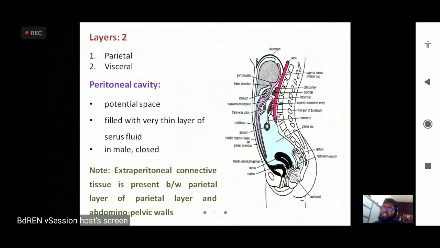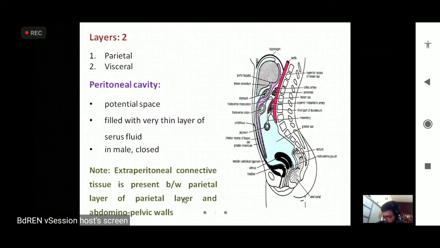Within the abdominal cavity, because this is the posterior wall of the abdomen and this is the anterior wall of the abdomen. So everything between these two layers is actually the contents of the abdominal cavity, beneath the diaphragm up to the pelvic diaphragm, and all the layers covered anteriorly, posteriorly, and laterally form the abdominal cavity. But the peritoneal cavity is only this potential space, right?